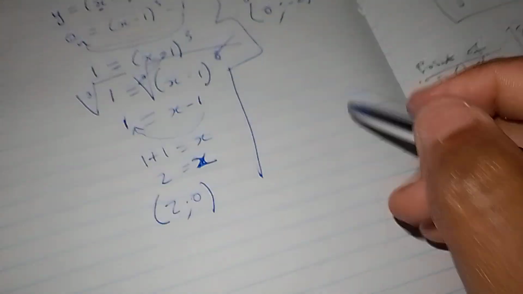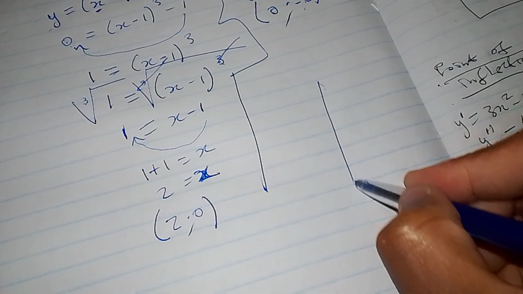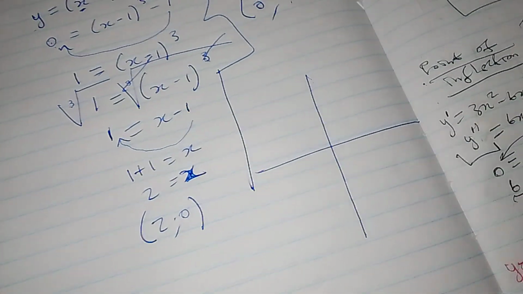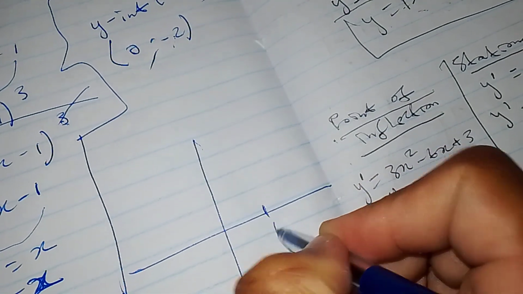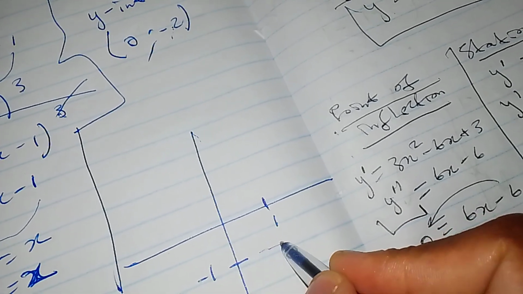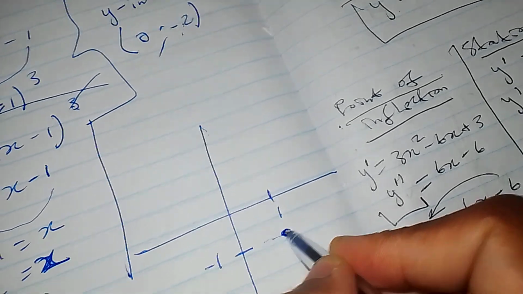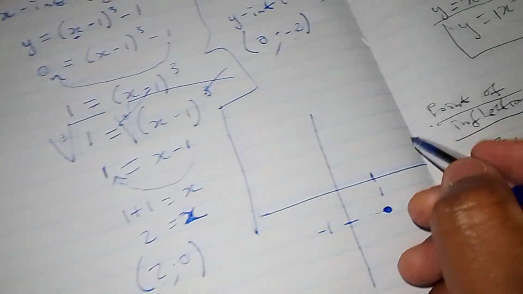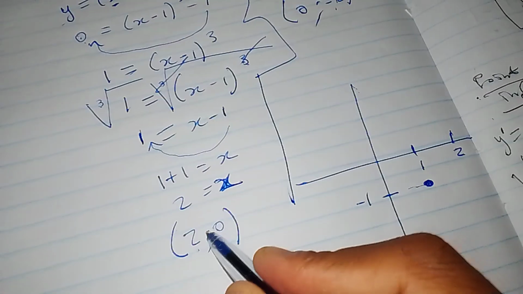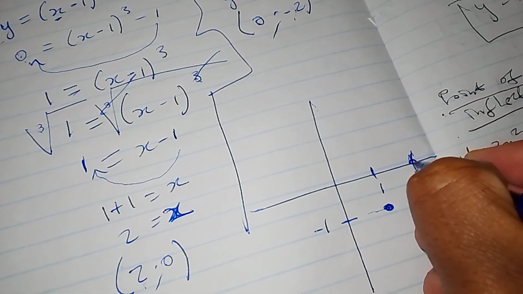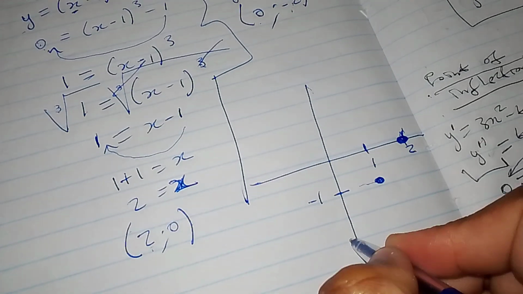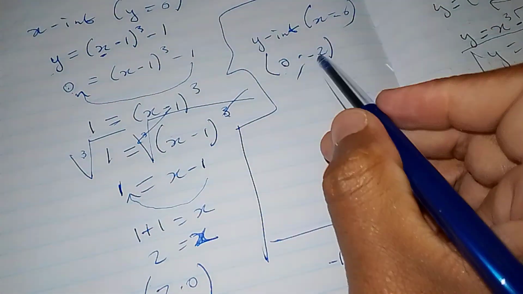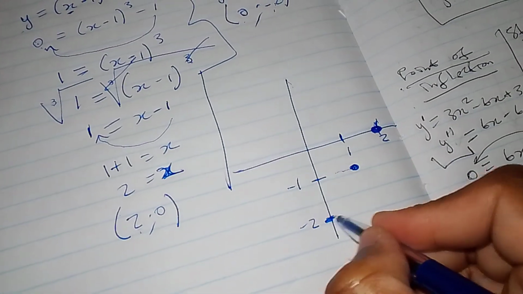Now I can sketch this graph and say this graph will be like this. I can start with this one, which is, remember this point and this point are the same. So when x is 1, y is negative 1. So I can put maybe 1 here and y is negative 1 there. So this point is maybe somewhere around here. And then x is 2, y is 0. So this one is here. And then this one says when x is 0, y is negative 2. So this one goes around here.